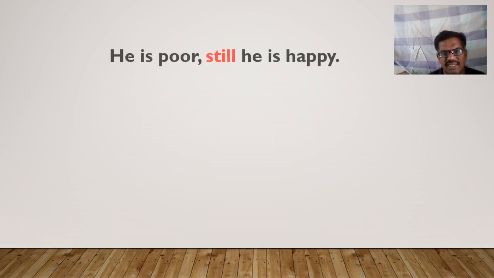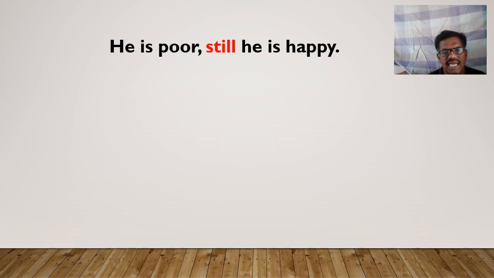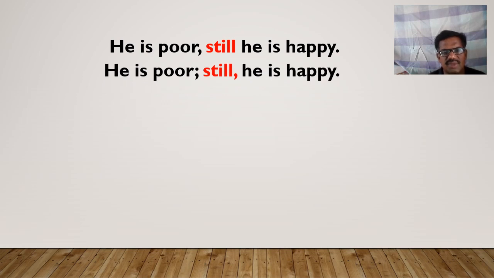Right, here we can find some more conjunctive adverbs joining the sentences or ideas of contrast like this. He is poor, still he is happy. Here still is the conjunctive adverb, but here it is considered to be the coordinating conjunction as we find in old grammar books. So it is preceded by a comma.